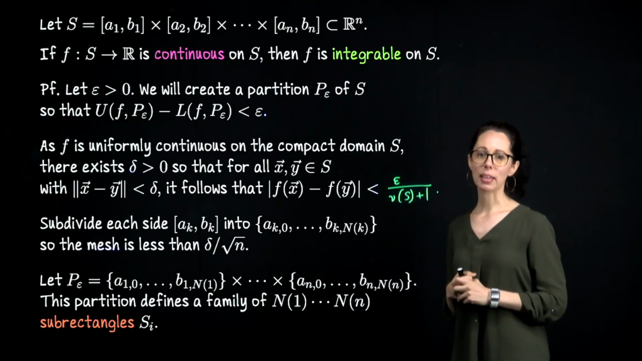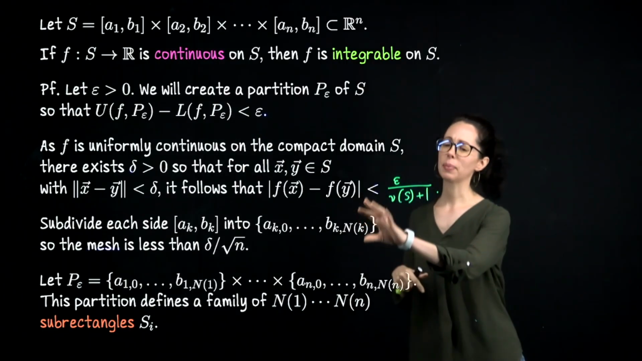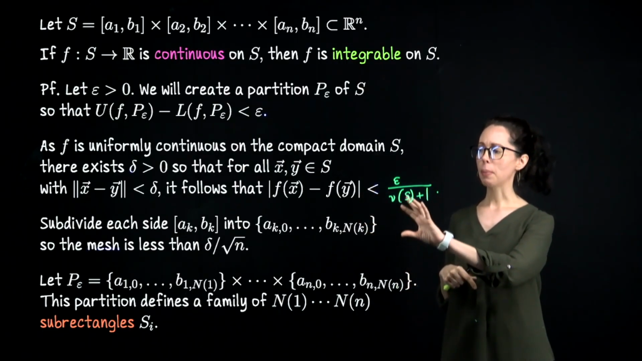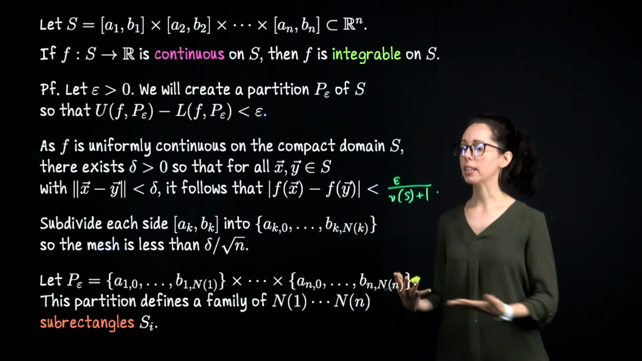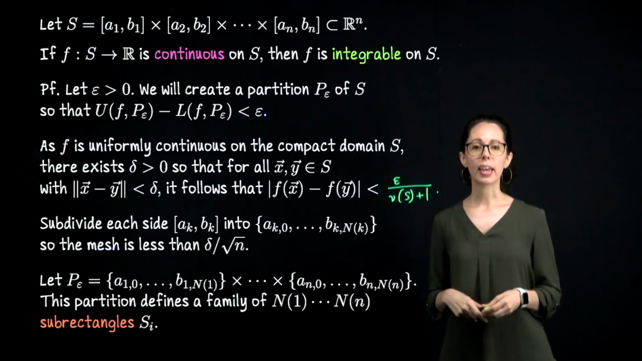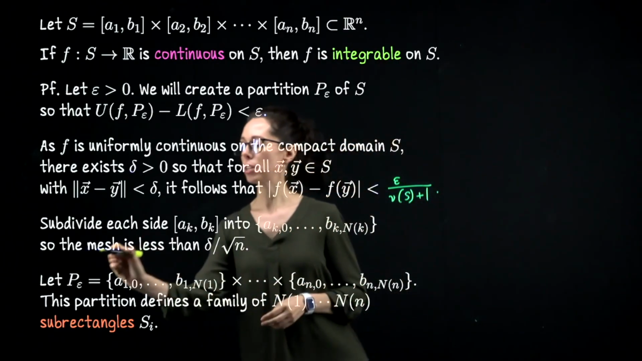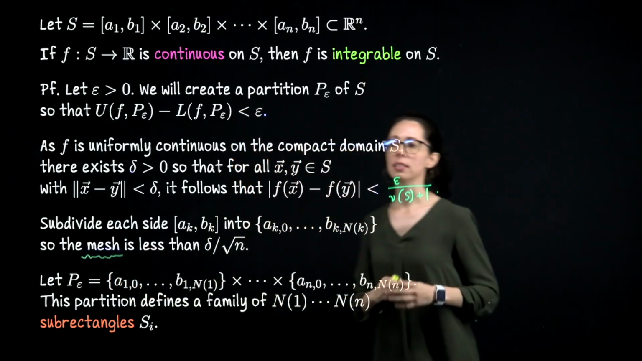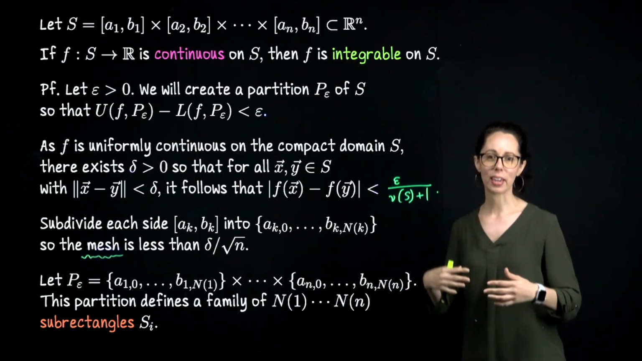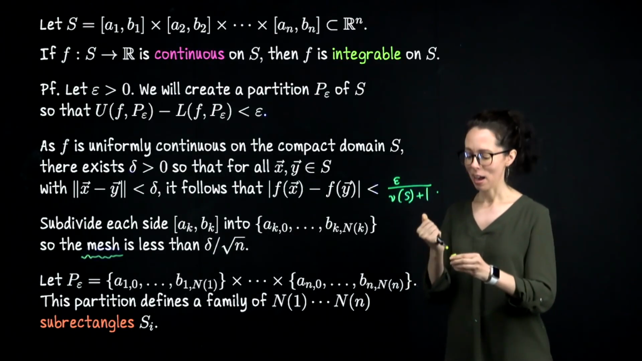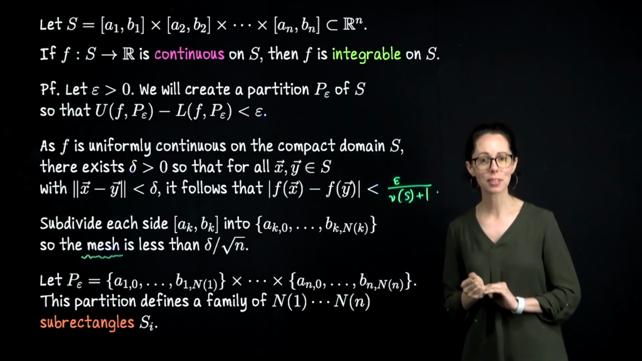Okay, next step is to start creating the partition. So I did this very quickly because I was concerned about space, but basically by subdivide, I mean chop in half. So you could write a little bit more about the process there, but take each of the sides, here I'm talking about the kth side, and chop it in half until, vocab word, this word mesh here means maximum subinterval width. So you can use the word mesh to say the max subinterval width. Each one of those needs to be less than delta divided by the square root of n. Jump straight to that bound as promised.